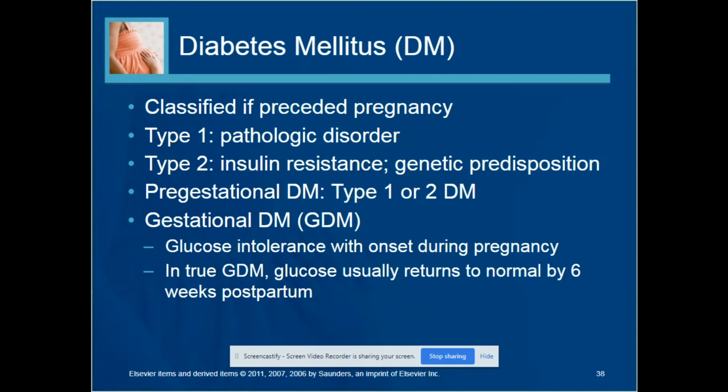Gestational diabetes is when you have glucose intolerance with the onset during pregnancy. So this may be the first time the patients had a problem with glucose intolerance, and it usually returns to normal 6 weeks postpartum. However, sometimes it doesn't, and the physician will assume that they just had undiagnosed diabetes mellitus, and they're just continuing through that disease process.